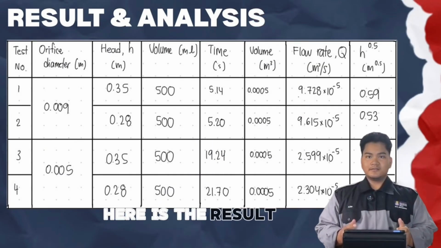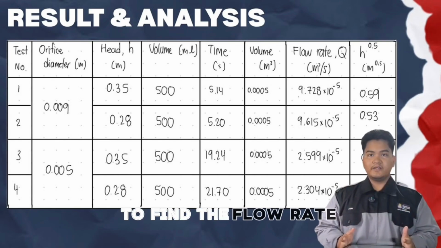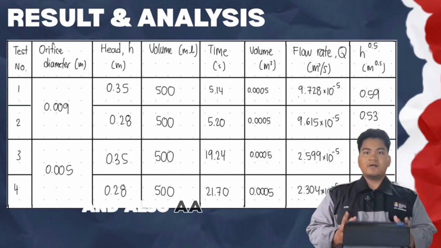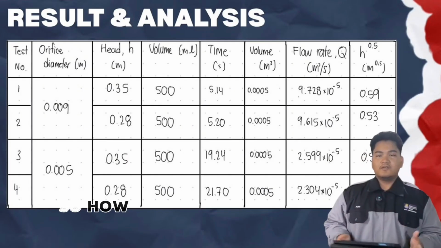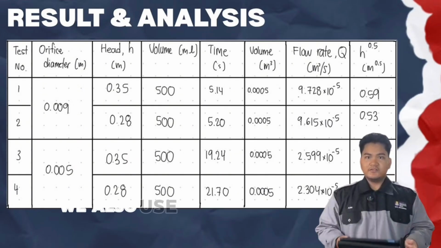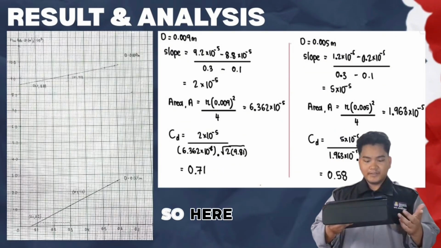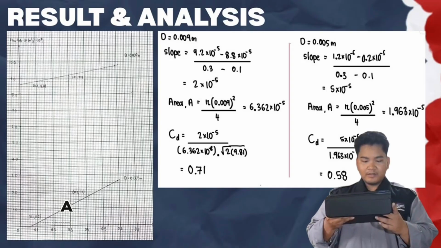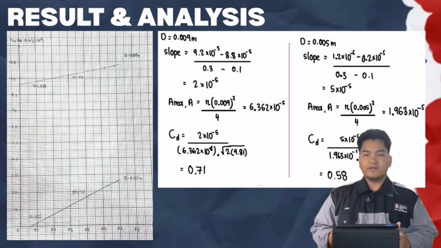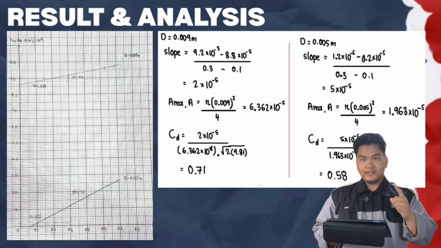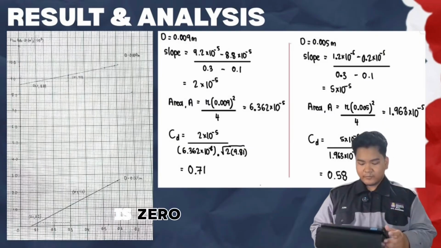Here is the result to find the flow rate, and also we will find the coefficient of discharge. So how to find the coefficient of discharge? We also use the same method, which is plotting the graph. So here is the graph of flow rate against H to the power of half. So how to find the CD? CD for diameter 0.009 meter is 0.71.